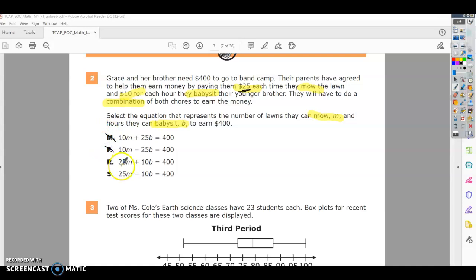And then we look at the next two, which have the 25M, 10 to babysit, and it equals 400. Because it says it's a combination, that means we have to add the amount we make from each chore to add up to get to $400. So that's going to be addition instead of subtraction. That means your answer is R.